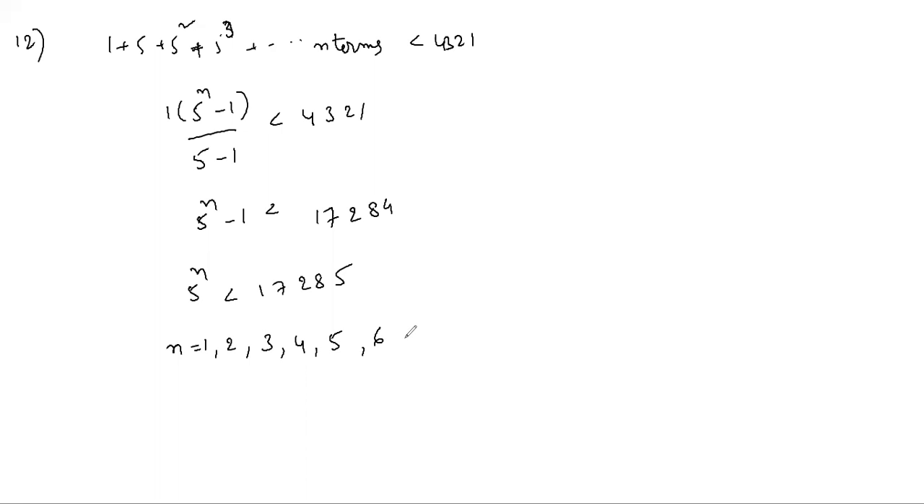If n is 7, 5 power 7 value is first 78125. So 5 power 7 also is less than this one only. So up to 7 we can go. So n value 7. Next, I think if you multiply with 8 you will get more than this. So the maximum value of n is 7.